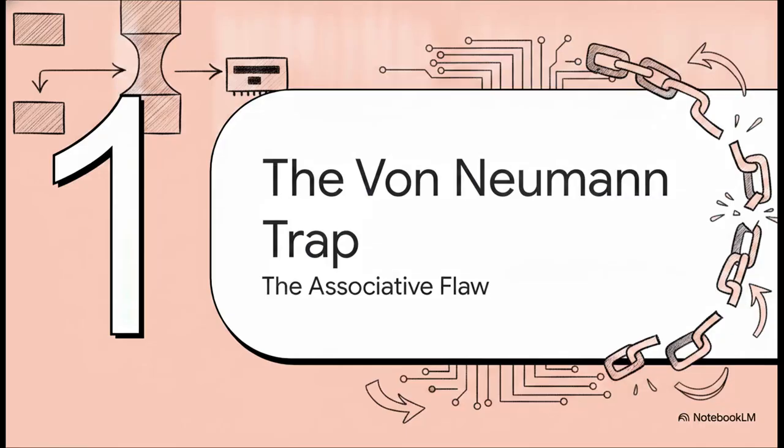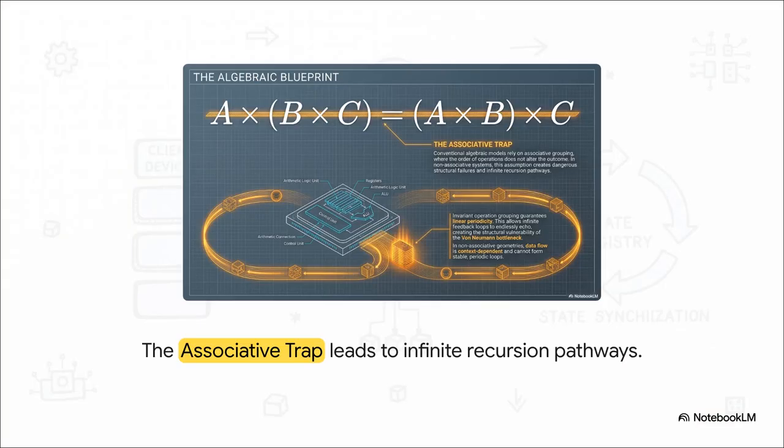Okay, part 1, the von Neumann trap, and specifically, the associative flaw. Let's get right into the fatal vulnerability at the absolute foundation of modern computers. Conventional computing logic relies completely on associative grouping. That basically means the order in which operations are grouped doesn't change the final outcome. Now sure, that predictability built our entire digital age, but it also guarantees linear periodicity, and that creates a massive structural vulnerability. I'm talking about the infinite feedback loop.